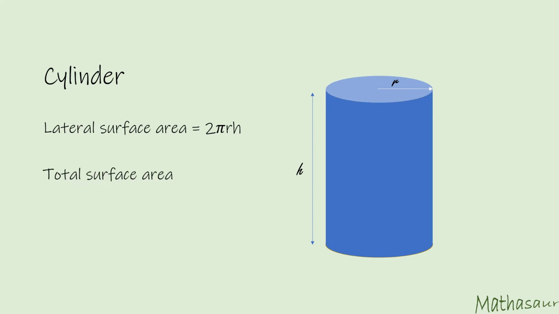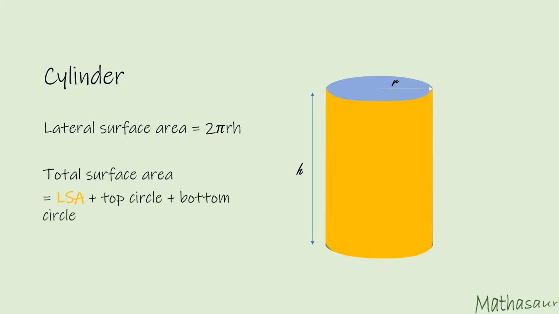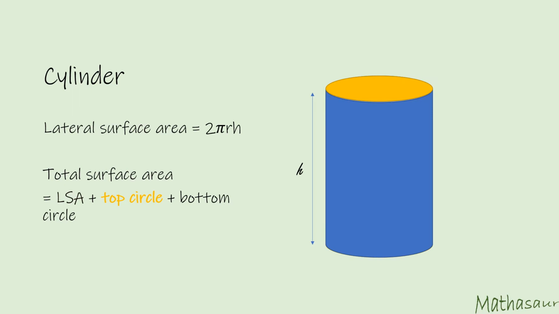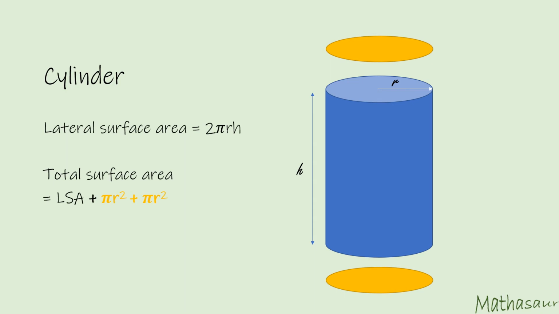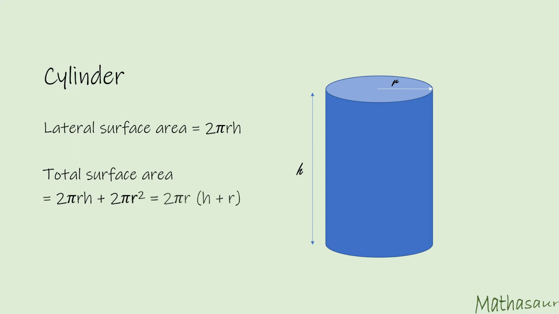Let us look at the total surface area. The cylinder consists of this rectangle along with the two circles, one at the top and one at the bottom. The areas of these circles would be pi r square each. Let us substitute the value for lateral surface area. The total surface area of the cylinder is 2 pi r times h plus r.